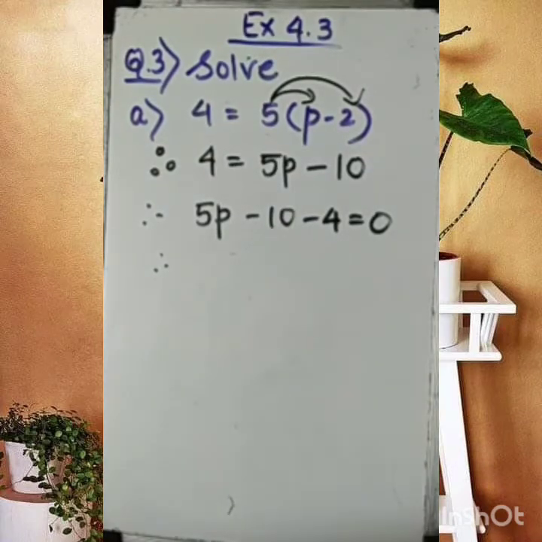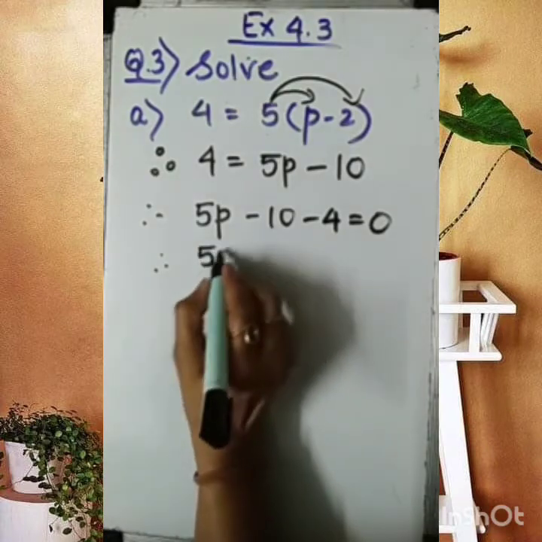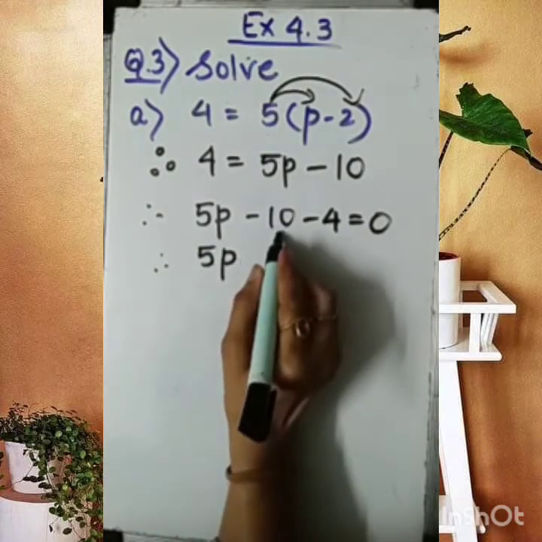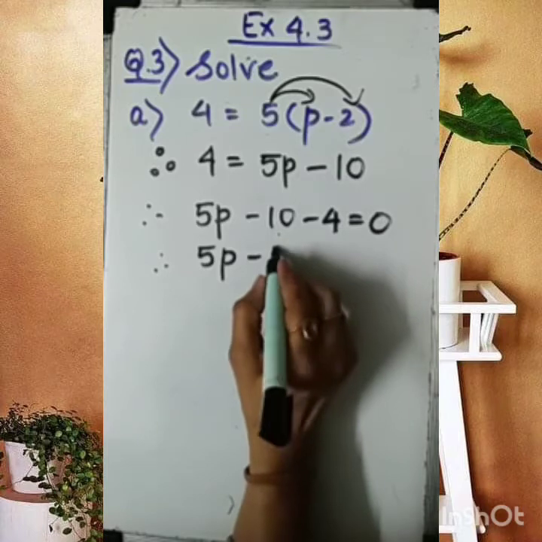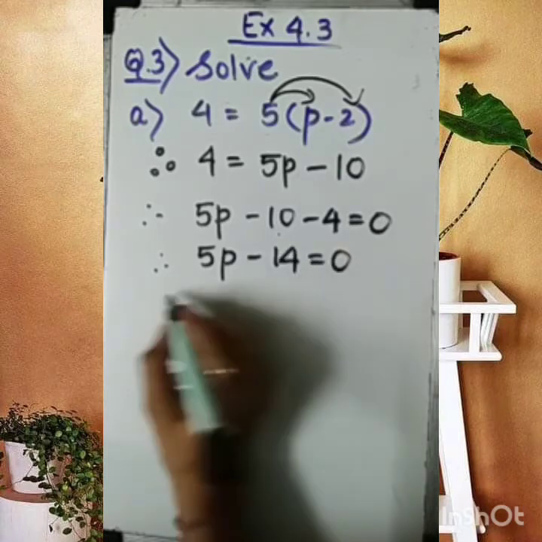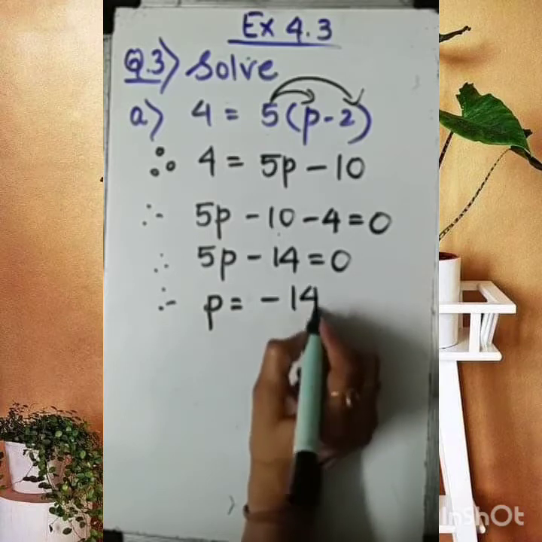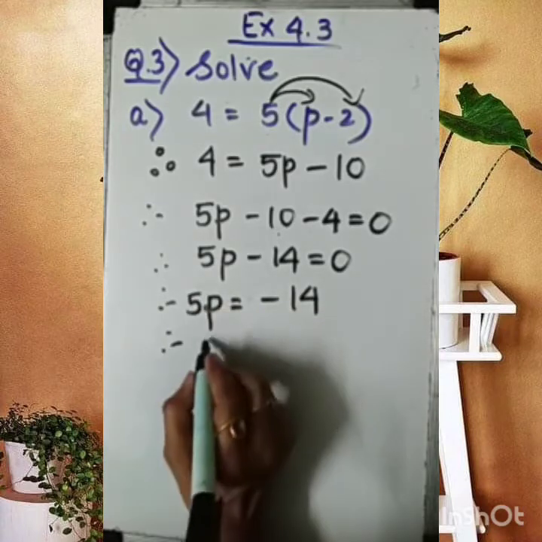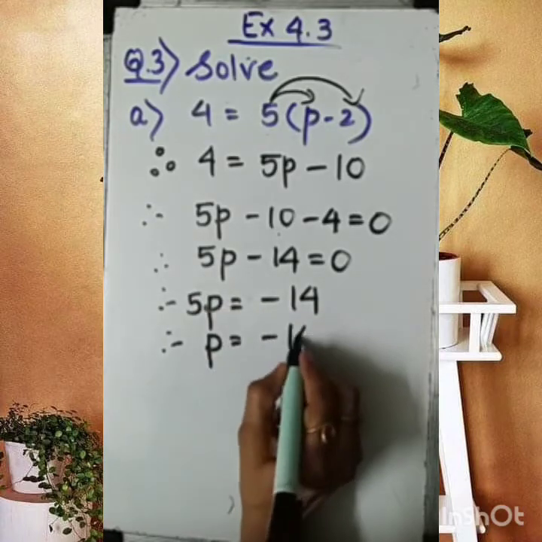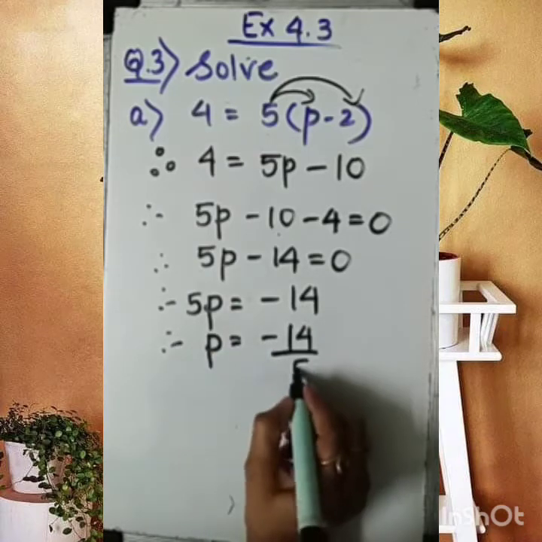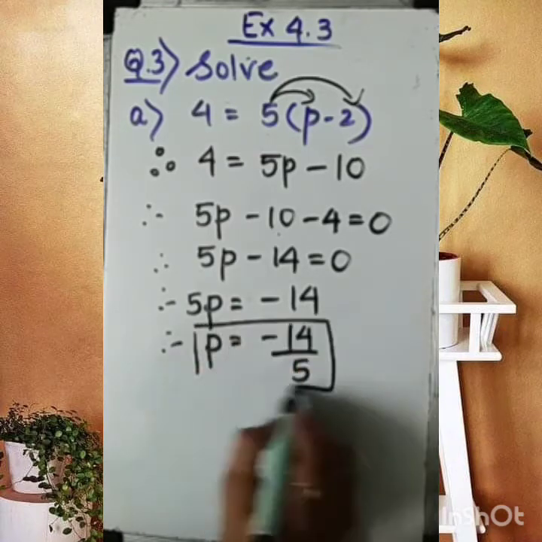So we are continuing, dear student. Here 5p, minus 10 minus 4 is minus 14. Therefore, p equal to this minus 14 will be shifted to that side. Therefore, p equal to minus 14 upon p. This is the required result.